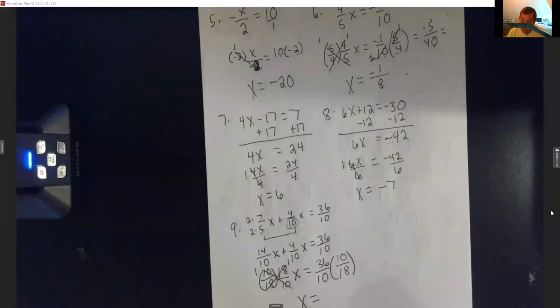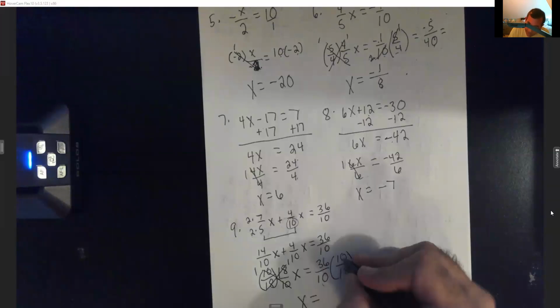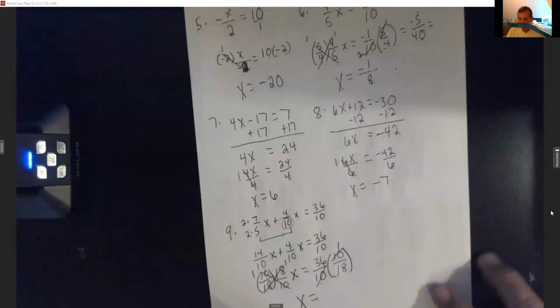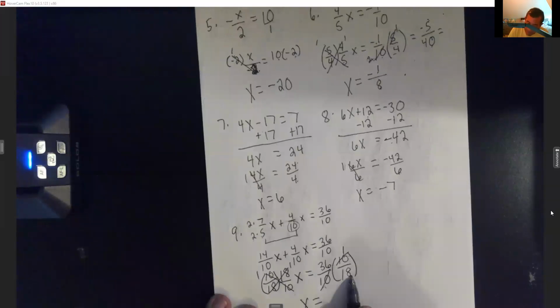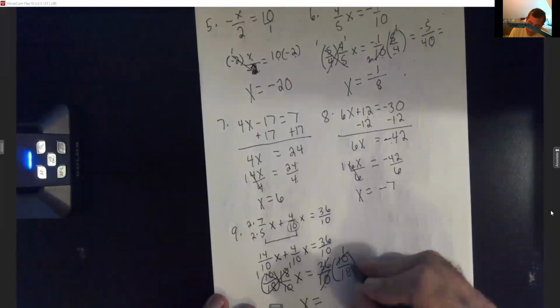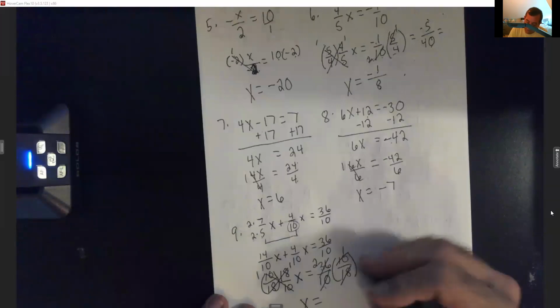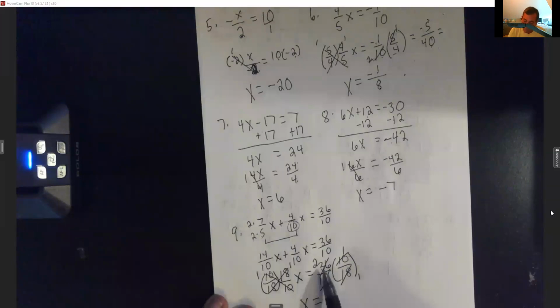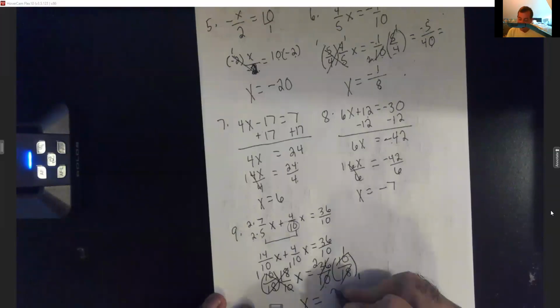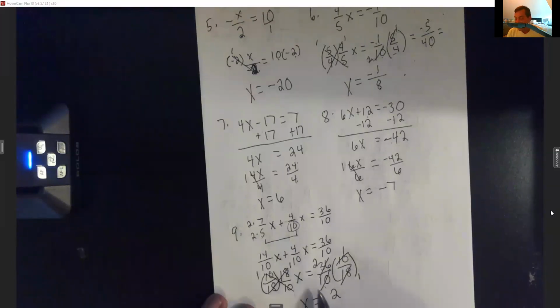Now watch how quick I'm going to get done with this, because I want to reduce it before I multiply. I'm not going to simplify 36 times 10 over whatever 10 times 18 is. Watch that 10 and that 10. They cancel out, making a 1. And then watch this. 36 and 18. 36 divided by 18 is a 2. So that makes a 2 and a 1. So the top is 2 times 1, which is 2. The bottom is 1 times 1, which is 1.